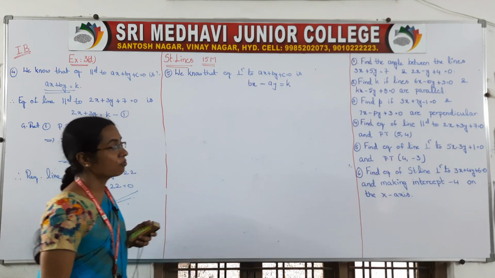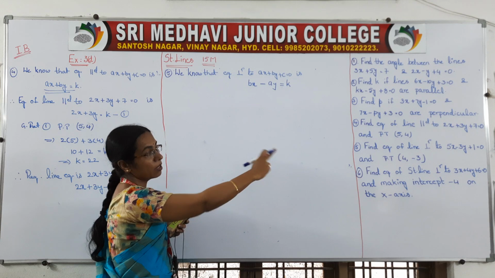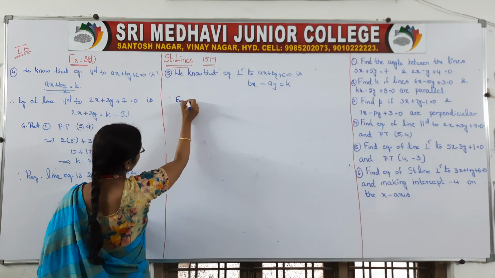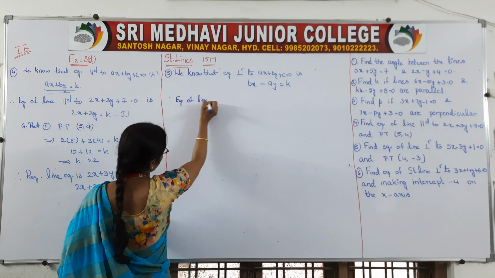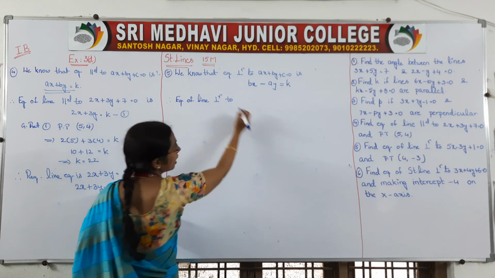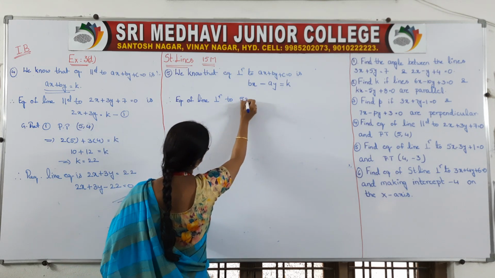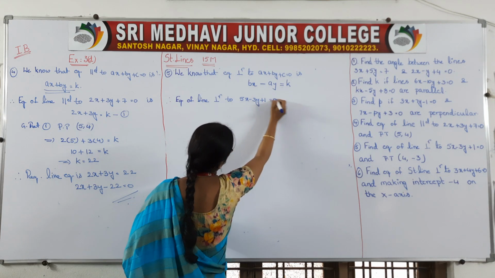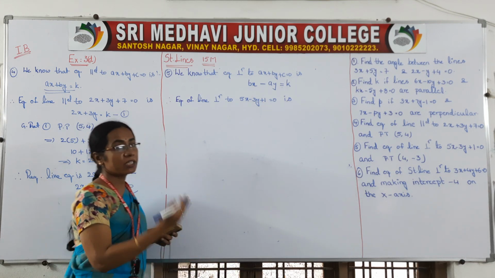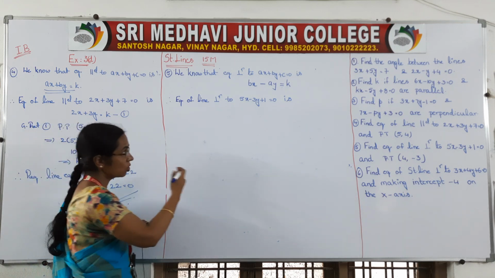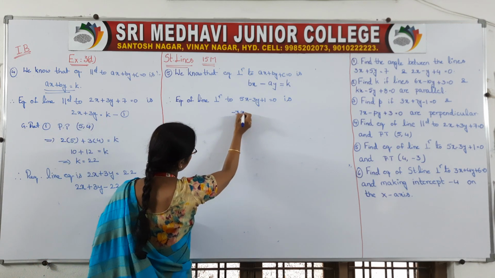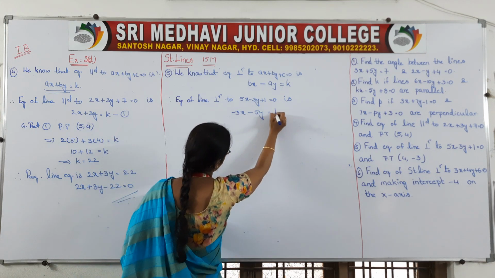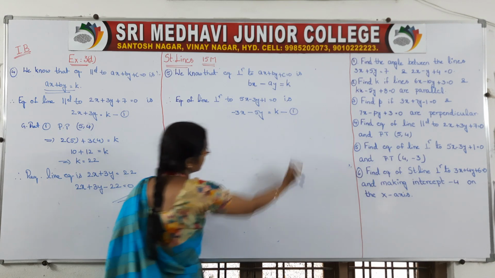So here we have to find the equation of the line perpendicular to that one. So the equation of the line perpendicular to which line? It is given that 5x minus 3y plus 1 is equal to 0. Come on, the x coefficient goes to y, the y coefficient comes to x. So it is minus 3x, 5y, and in the middle I said a negative sign, is equal to k. You consider this as 1.